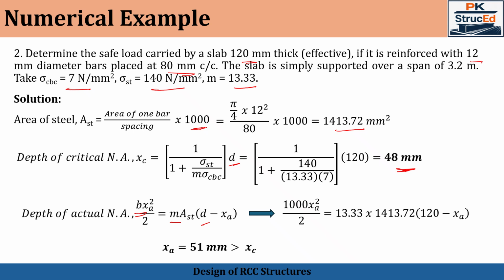So from this comparison of the actual neutral axis depth with the critical neutral axis, we found that the concrete reaches its permissible stress first. Hence, the slab behaves as an over-reinforced section. In over-reinforced sections, the moment of resistance is governed by concrete, unlike the steel, which we considered in the previous case.